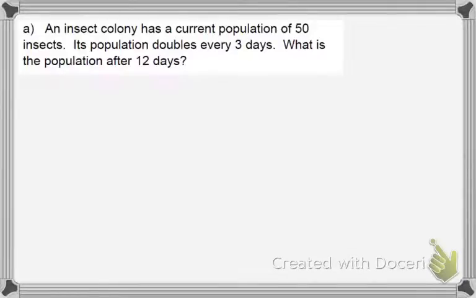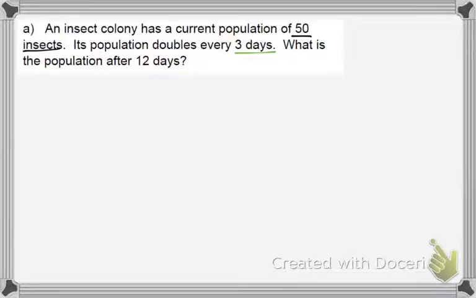Okay, we're going to take a look at an exponential question. I'm also going to do a second part of this question where we have to use log to isolate for a variable. So we have an insect colony with a current population of 50 insects, and this population doubles every 3 days. That's going to be important, so I'm going to underline that with another color.